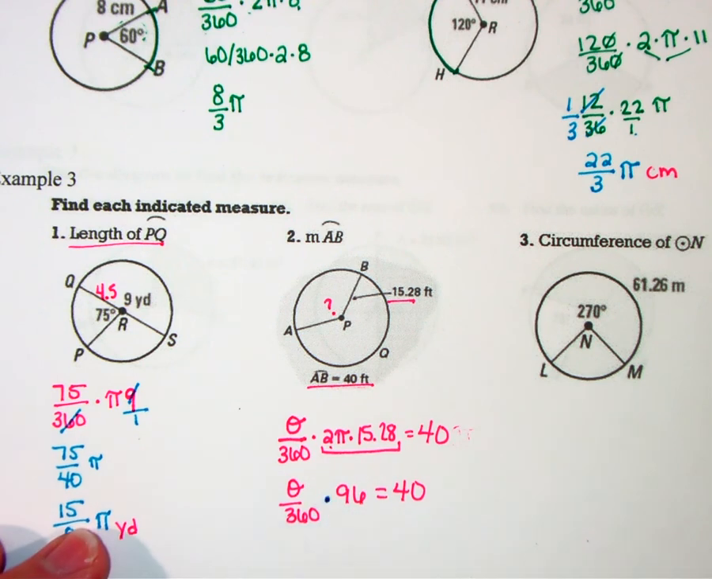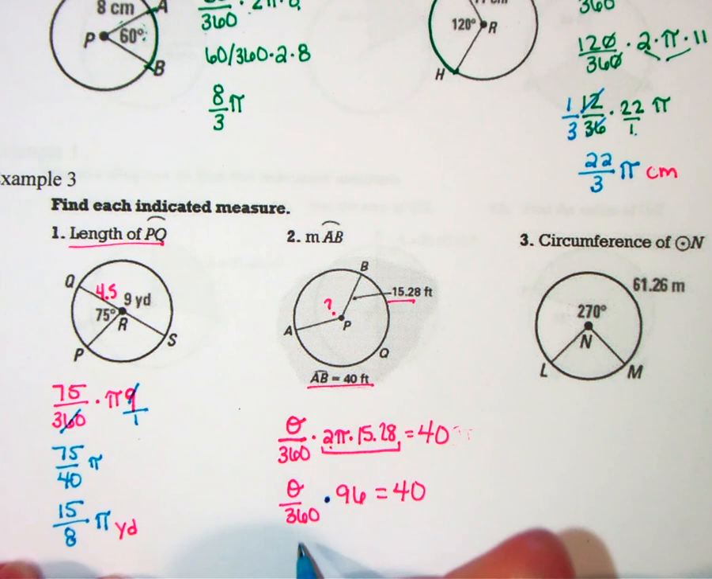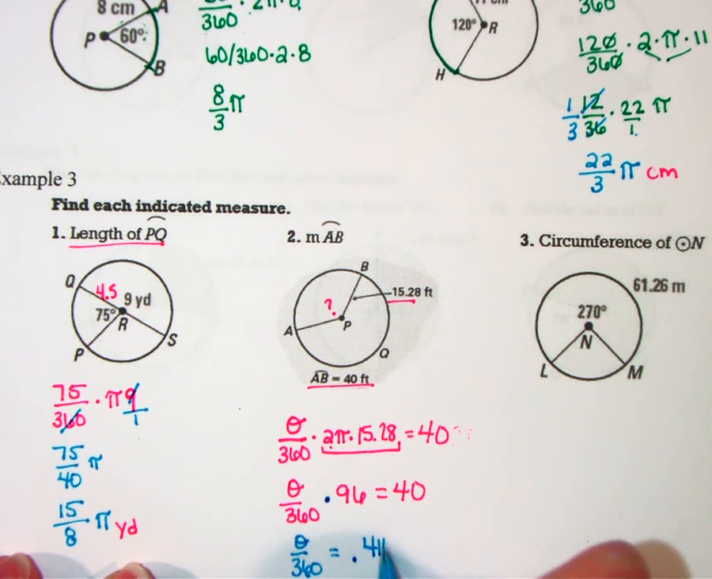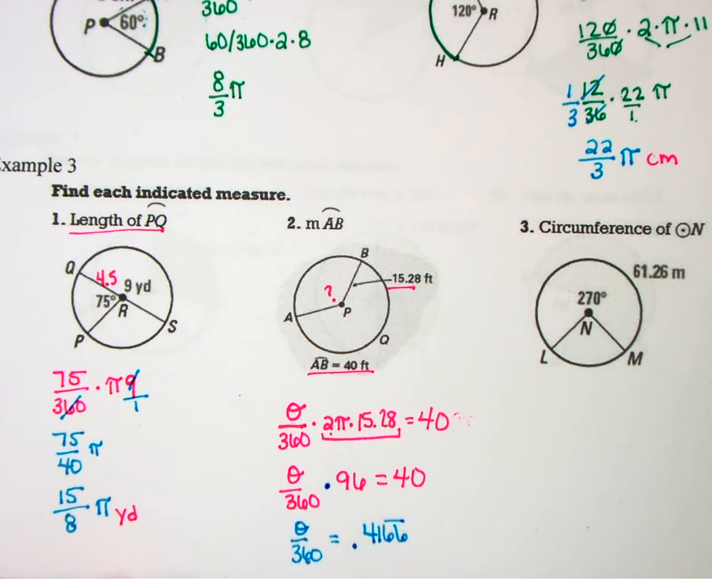So if I take 40 divided by 96, I get theta over 360 is equal to 0.41666666. Okay, so then to finish up the problem, I'll just multiply the answer I have in my calculator times 360, and I get 150 degrees. So theta is 150 degrees.